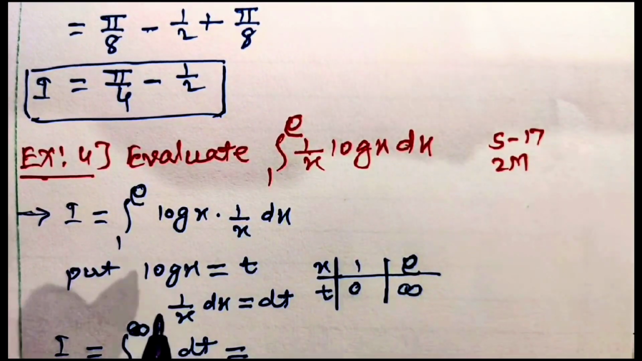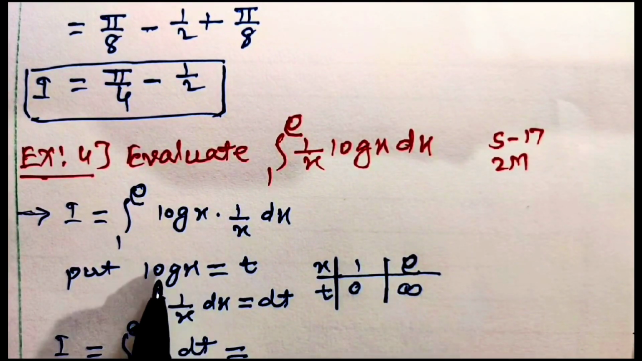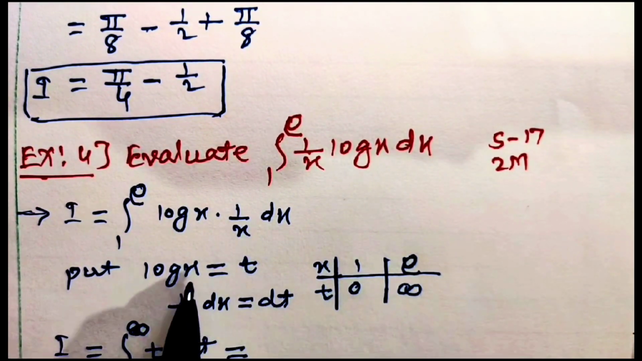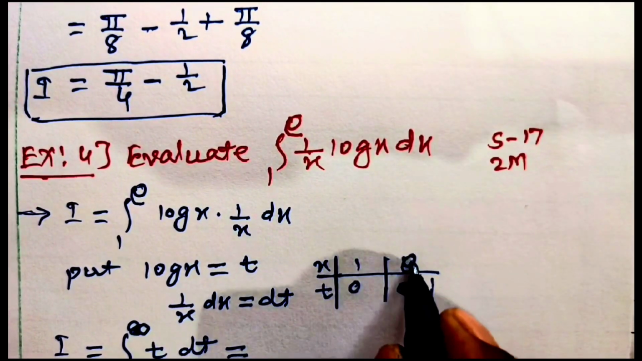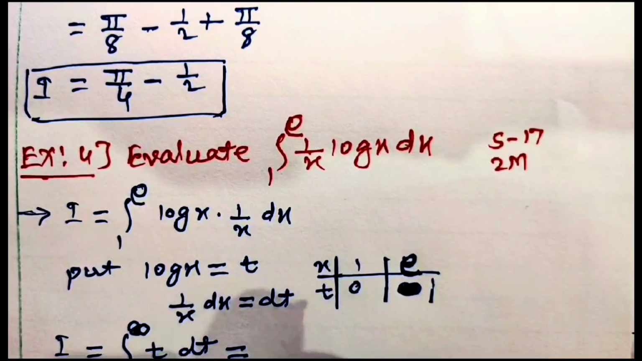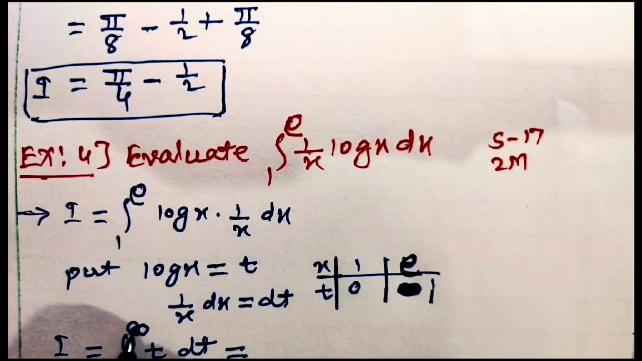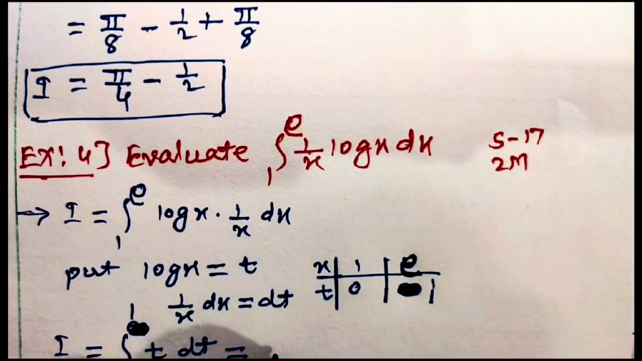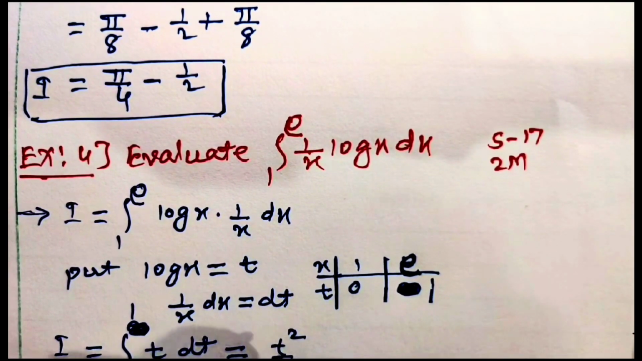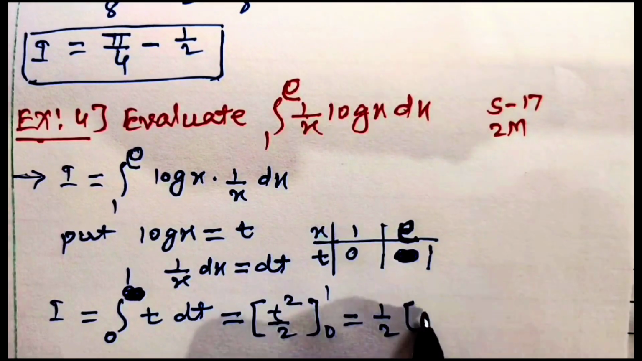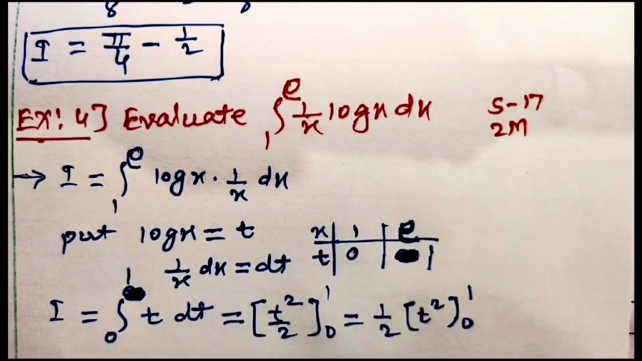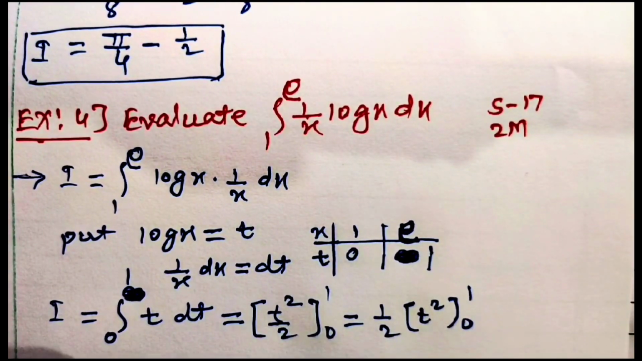Then t changes from, if we substitute x is equal to 1, log 1 is 0, and if we substitute x is equal to e, then log e is 1. These are the limits of the new variable t. And here this integral becomes I is equal to integral from 0 to 1 of t dt, and integral of t is t square divided by 2, limits from 0 to 1. This is equal to 1 upon 2 t square, limits from 0 to 1. First substitute the upper limit and then substitute the lower limit.